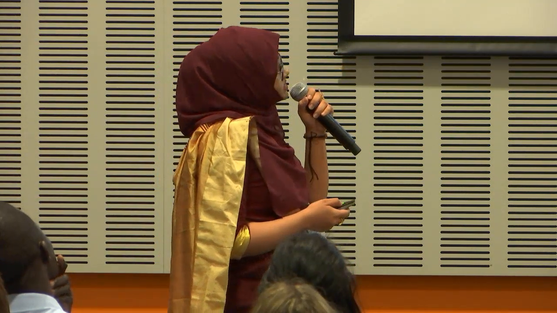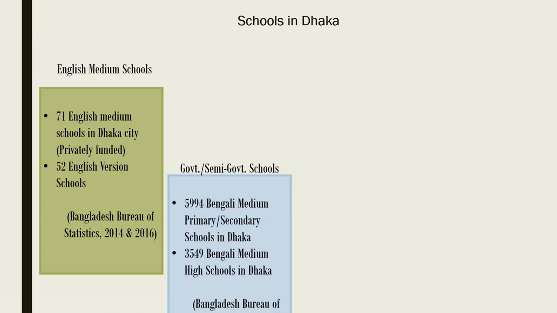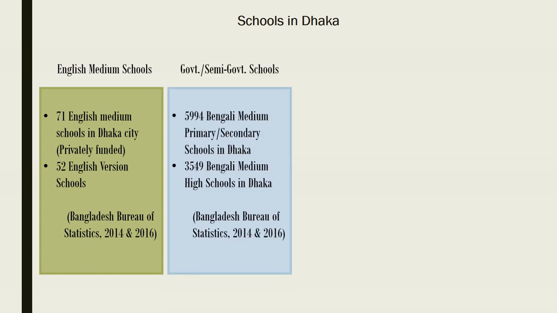So there are several types of schools in Dhaka. The first one is English medium schools. English medium schools are for the elite class of the society. There are 71 English medium schools in Dhaka, and these are privately funded, and 52 English version schools, which are similar. And then there are government and semi-government schools in Dhaka. There are around 10,000 primary, secondary, and higher secondary schools, and these schools are mainly for the middle class population of the society.